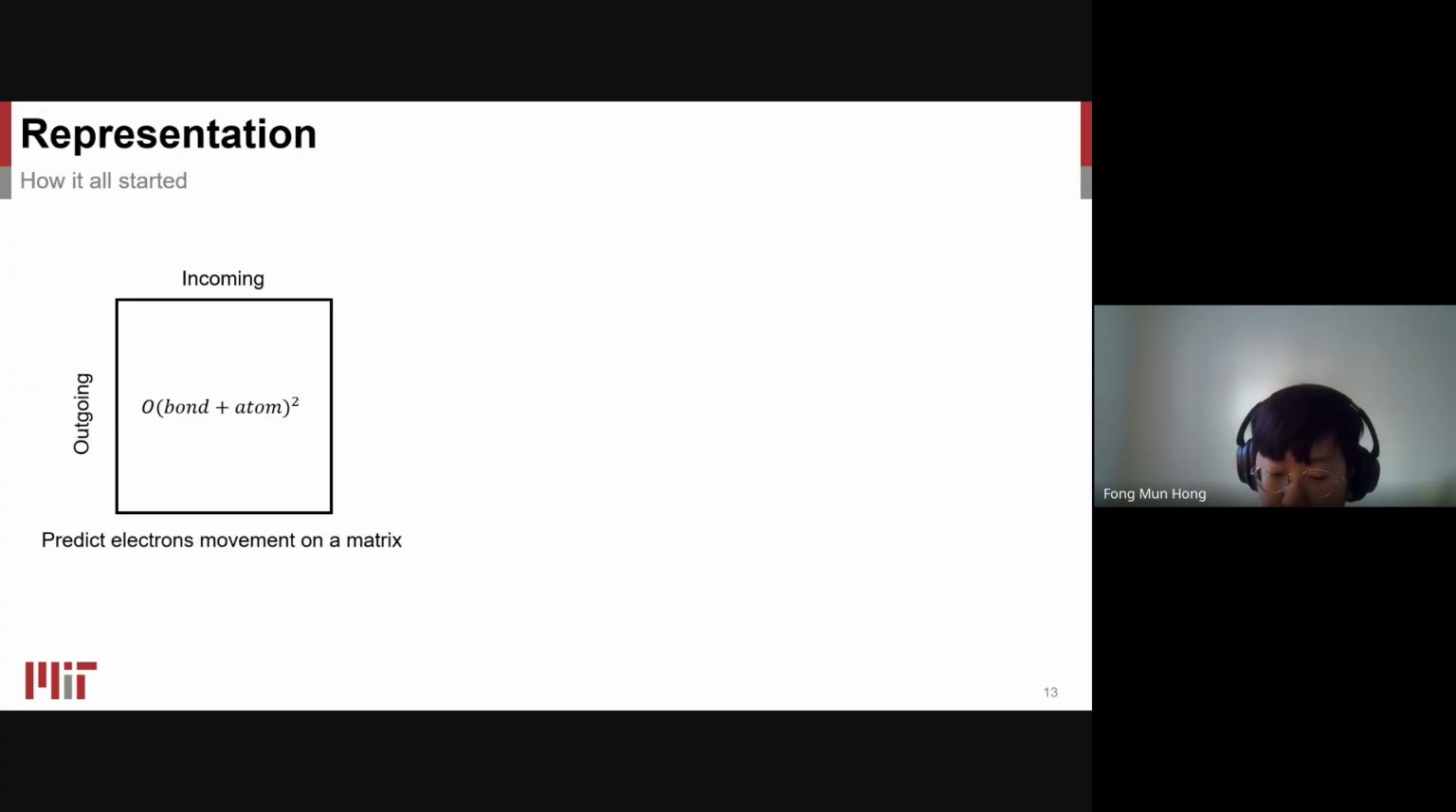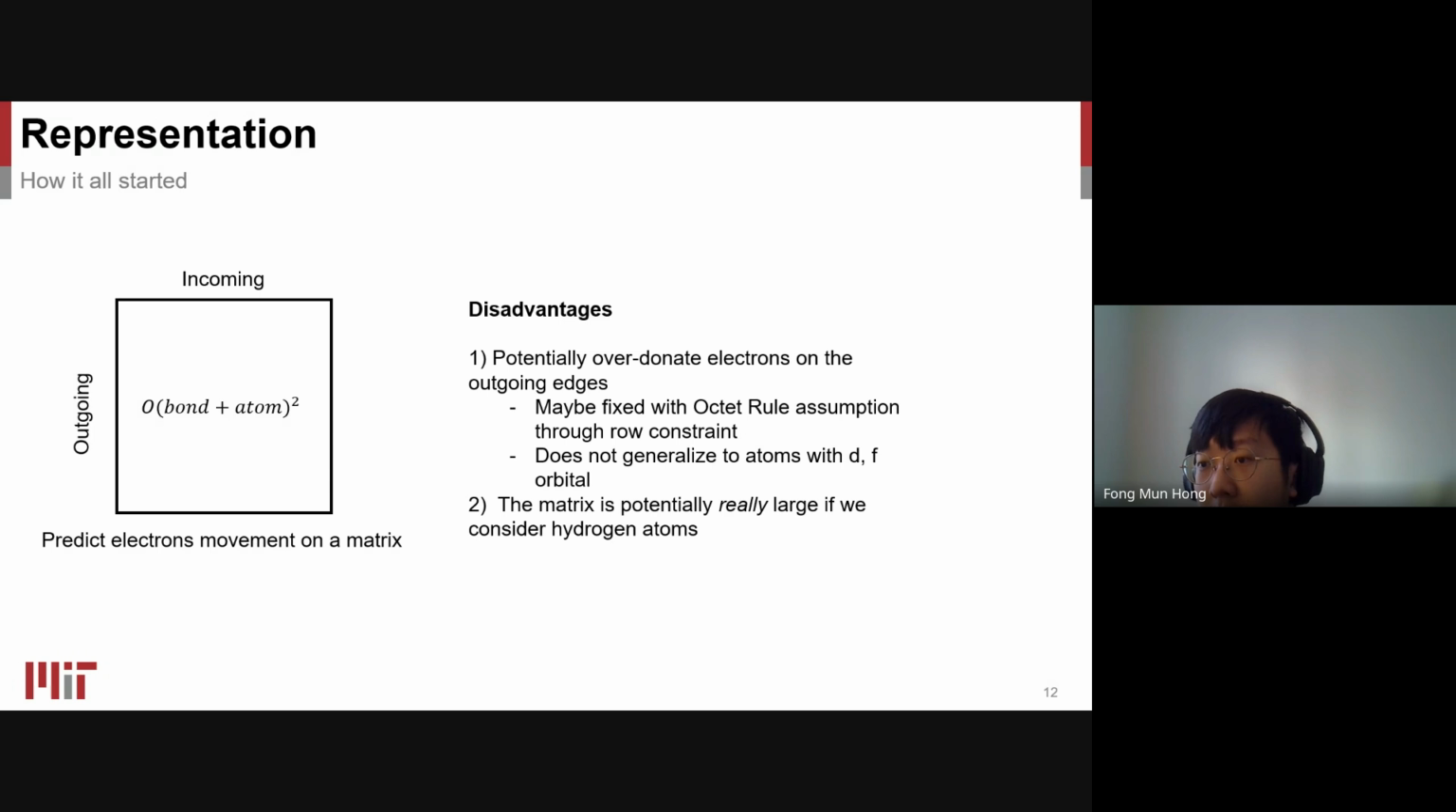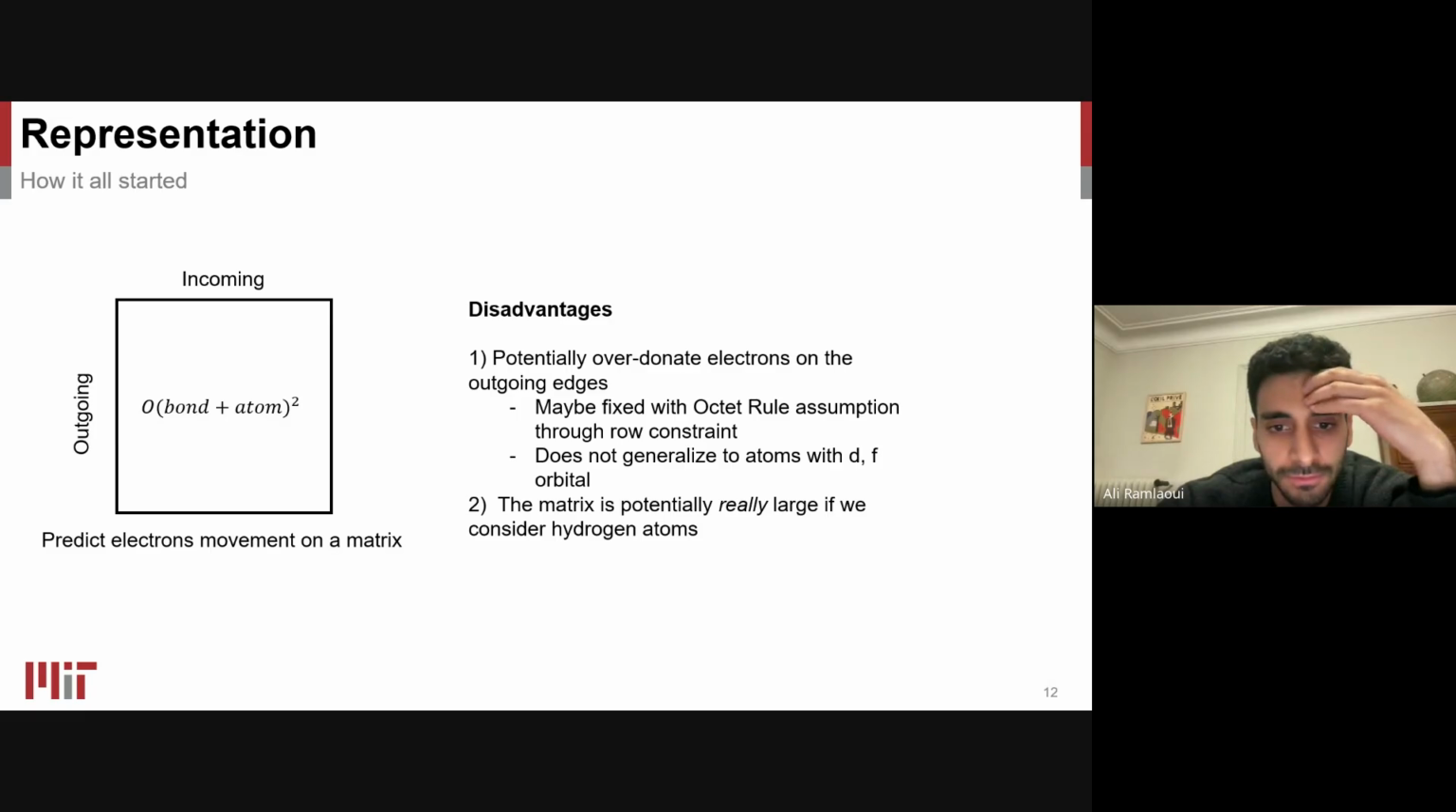So I think. Sorry. Before you go on, I have a quick question regarding the first disadvantage. Can you explain again what was the reason why you had over-donation with that matrix representation?